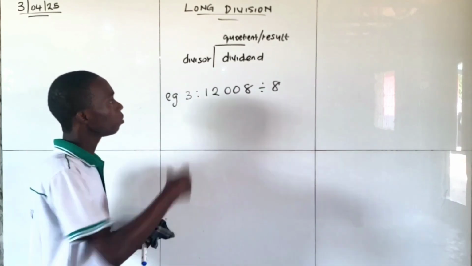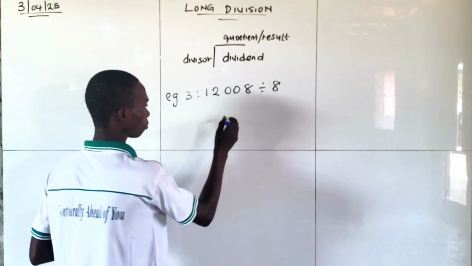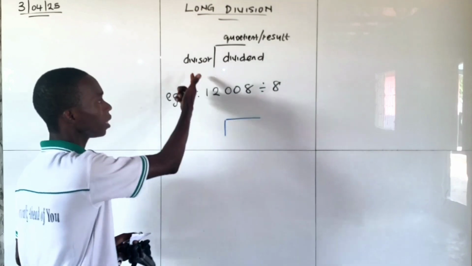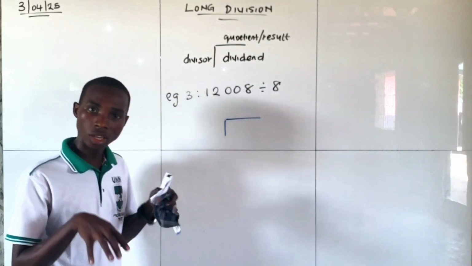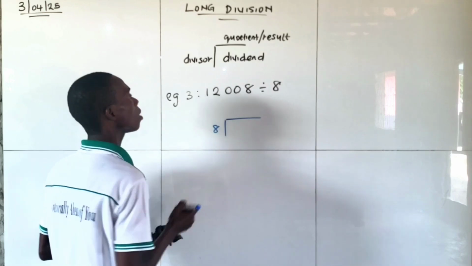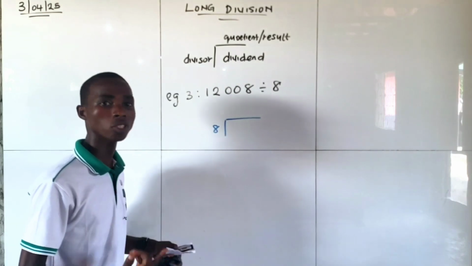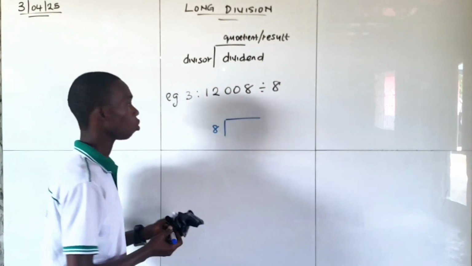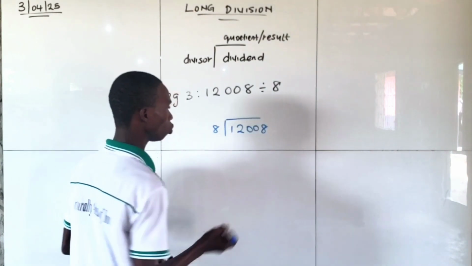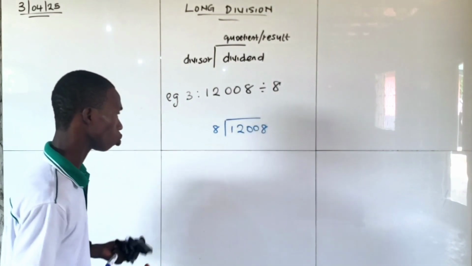Now, we put our division sign. And then, like I said, the divisor there is the lowest number, which is the smaller number there, which is 8. Put 8. And our dividend is always the complex number there, which is 12,008. You put your 12,008. And then you continue to divide.